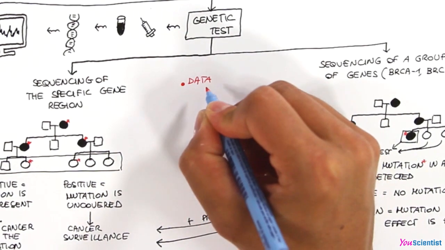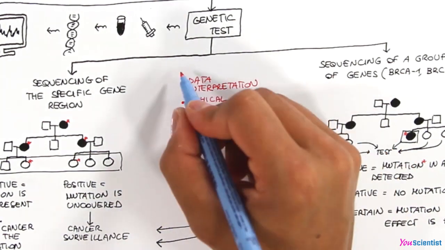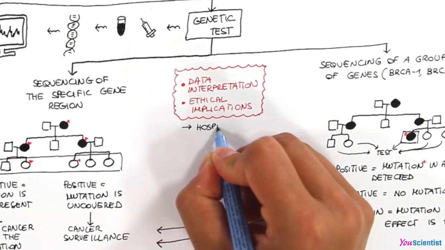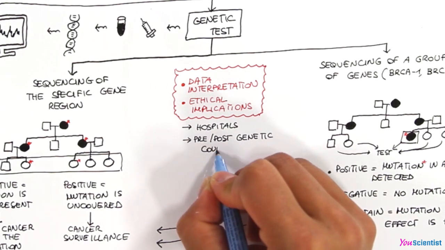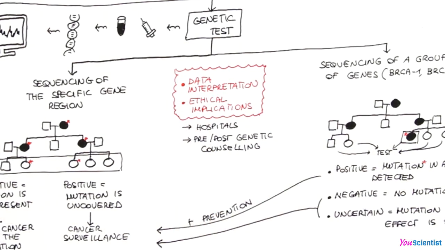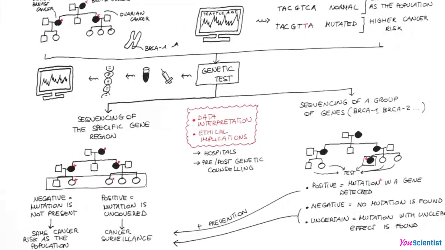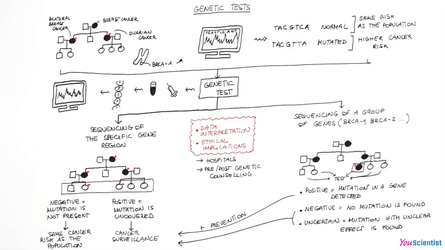The interpretation of data arising from genetic tests is complex, as well as the ethical implications for the patients and their relatives. That is why genetic tests are performed in specific hospitals with appropriate genetic counseling offered to patients and relatives. Discovery of mutations that lead to an increased risk of cancer has been important to develop specific genetic tests to identify members of the family that carry mutation before the onset of cancer.